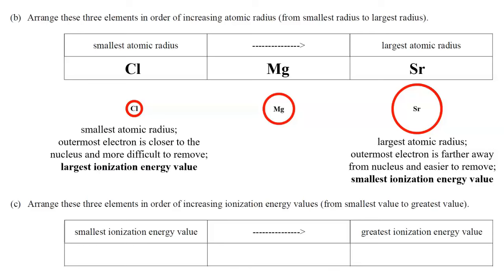And on the other end, since chlorine has the smallest atomic radius in this set of three, its outermost electron is closer to the nucleus and more difficult to remove, so chlorine would have the largest ionization energy value in this set of three. So strontium, smallest ionization energy value, and then chlorine, greatest ionization energy value. All right, well, that is the correct answer to parts B and C of question 20.